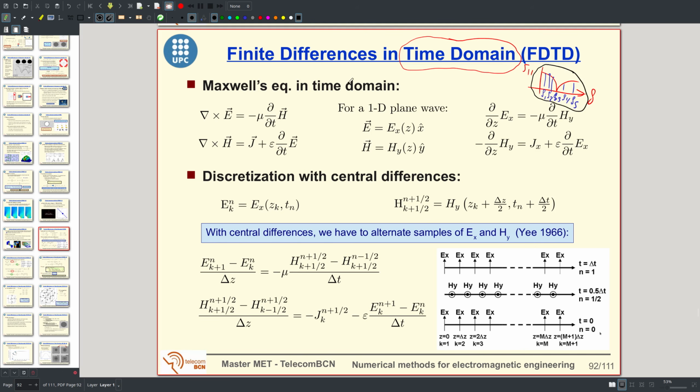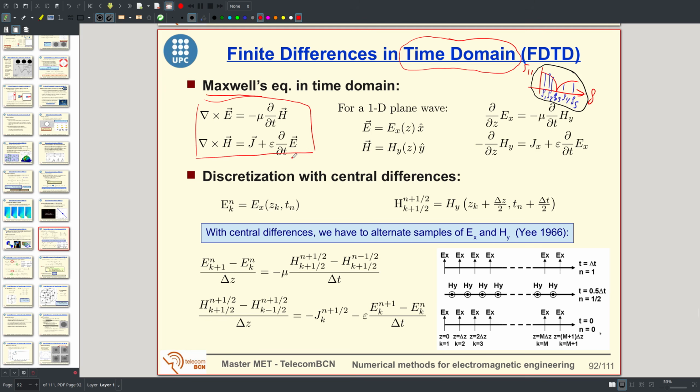So methods in time domain are also important, also widely used in electromagnetics, and finite differences in time domain is probably the first and the most important, although there are variations with better approximation of the geometry, but conceptually it is the most important. It is a discretization directly of Maxwell's equations, not the wave equation, directly Maxwell's equations.